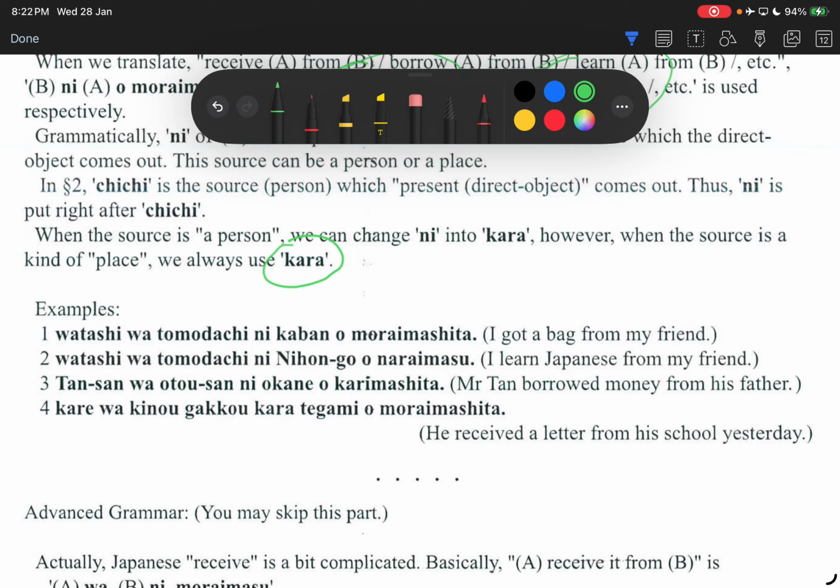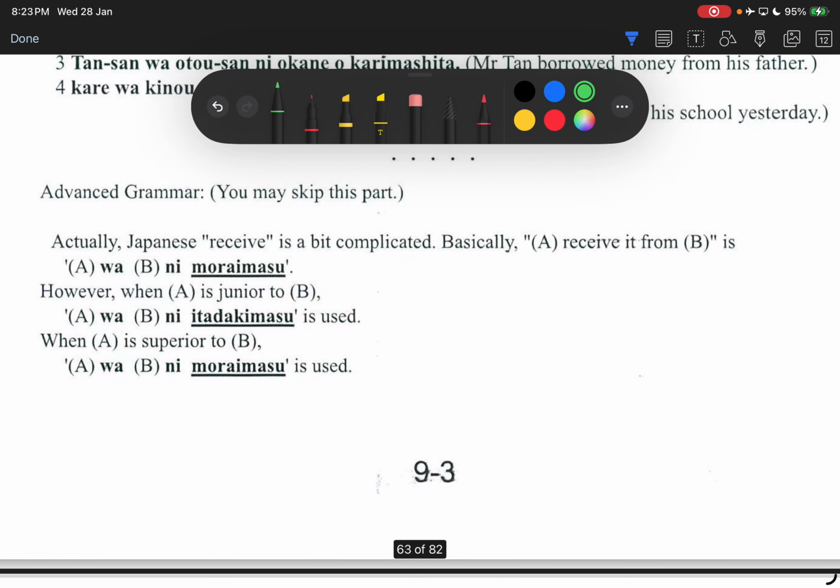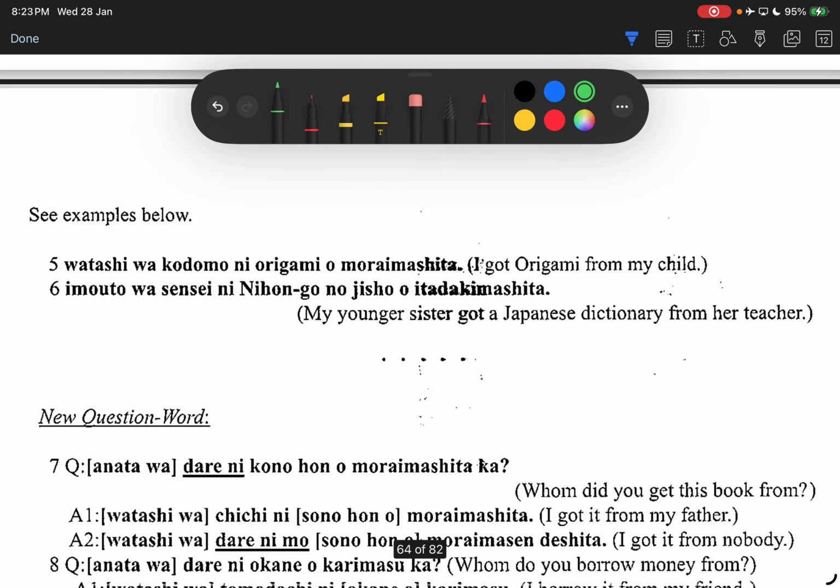Number 4. 彼は昨日学校から手紙をもらいました。So this is a location, right? 学校 means school. So it's a location, so we use から instead of に。Right? If we say 学校に, that means in the school, right? Receive letter in the school, which sounds very weird, right? So in this case, 学校から。Okay, so this advanced grammar simply says that moraimasu can be substituted with itadakimasu, especially when you receive something from a higher up, right? We use itadakimasu.